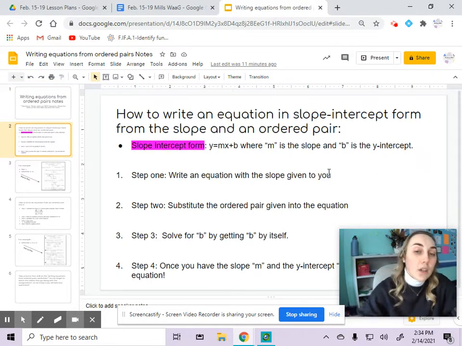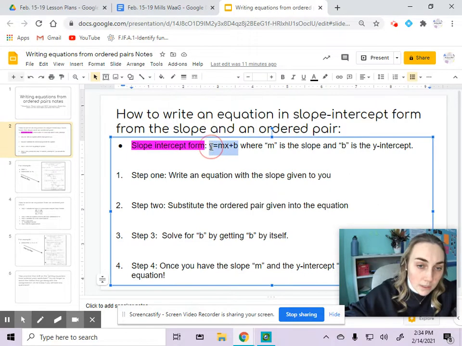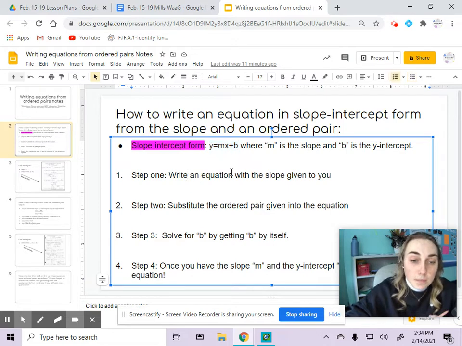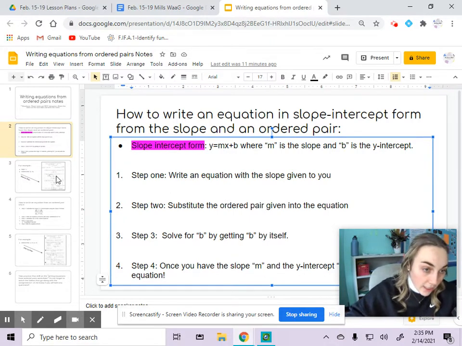To write an equation in slope-intercept form, if you remember, slope-intercept form is y equals mx plus b, where m is your slope and b is the y-intercept. Step 1 is to write an equation with the slope given to you. If you have the slope, you can substitute it for m. Step 2 is substitute the ordered pair they give you into the equation and solve for b by getting b by itself. Once you have b, the y-intercept, and the slope, you can write the equation, your final answer.